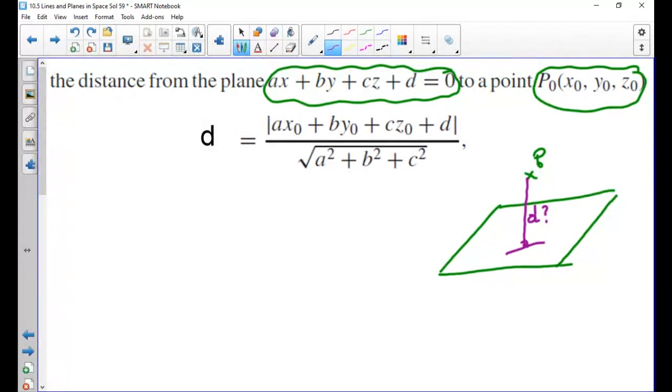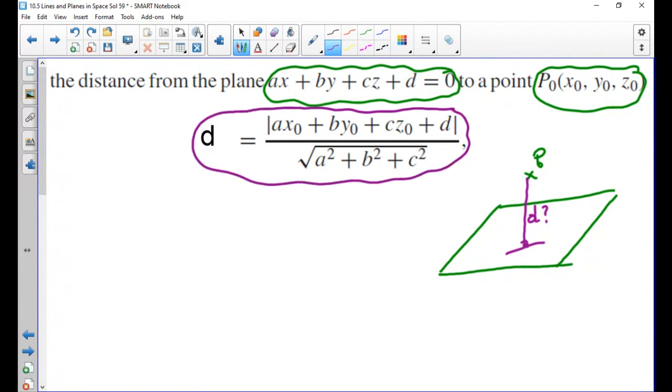Well, the distance rule is here, like that. It's the absolute value of the equation of the plane, but with x, y, and z replaced by the coordinates of the point P0. And then you divide that by the square root of a squared plus b squared plus c squared, like this.